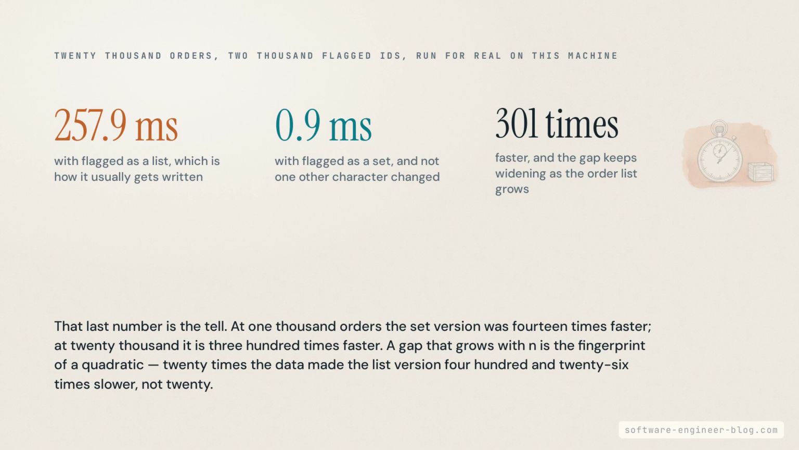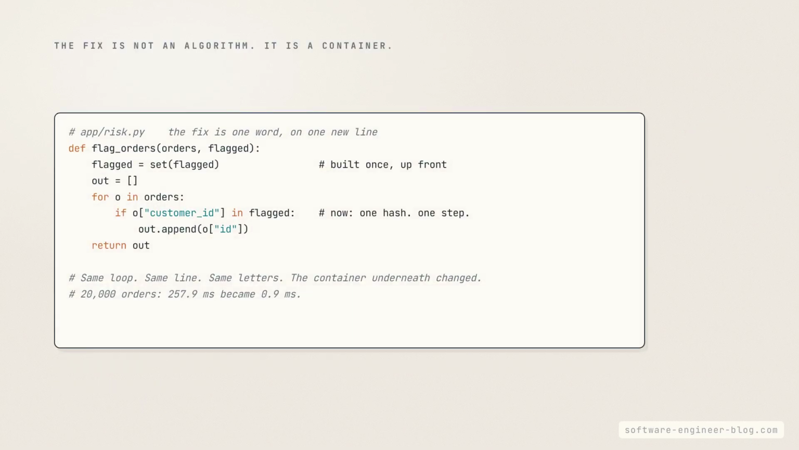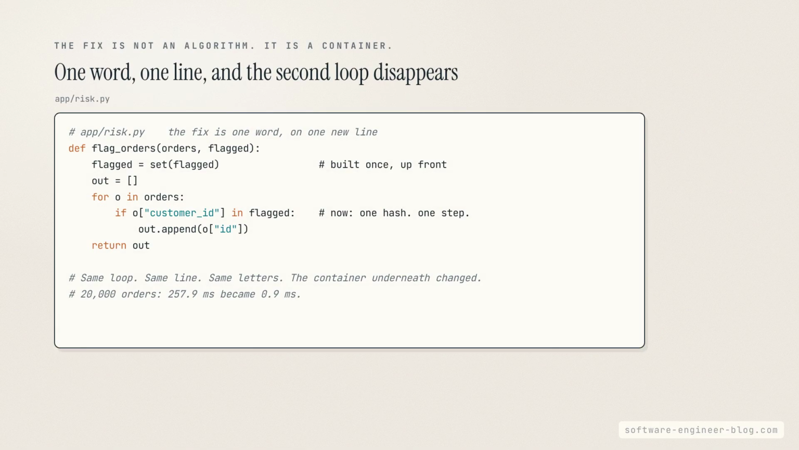A gap that grows with n is the fingerprint of a quadratic. 20 times the data made the list version 426 times slower. If it were truly linear, it would have been 20 times slower. It was not. And the fix is not an algorithm. It is a container. One new line at the top. Turn the flagged list into a set. That is the whole change.